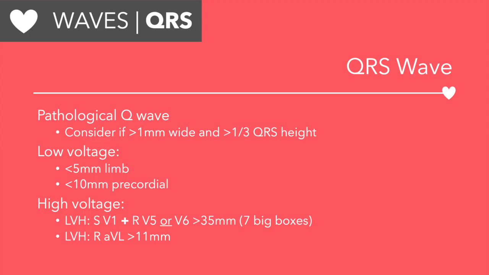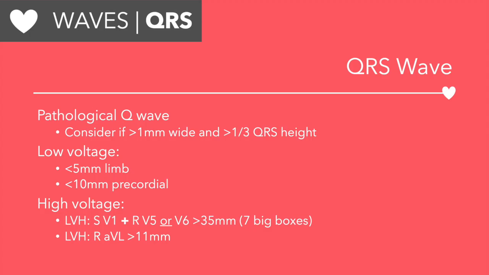When we look at Q waves, we may consider them to be pathological if they're greater than 1 millimeter wide and greater than 1/3 the height of the QRS. QRSs can also be categorized whether it seems very tall or very short. Low voltage would mean that it's less than 5 millimeters in the limb leads or less than 10 millimeters in the precordial leads. High voltage could be a sign of left ventricular hypertrophy.